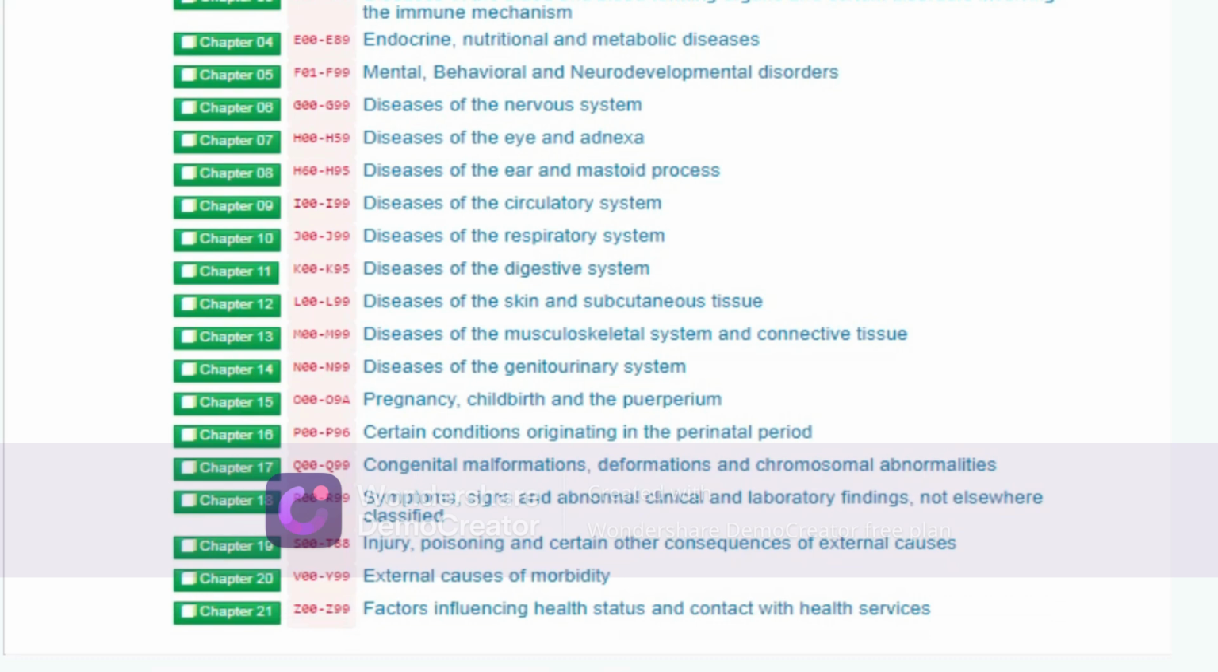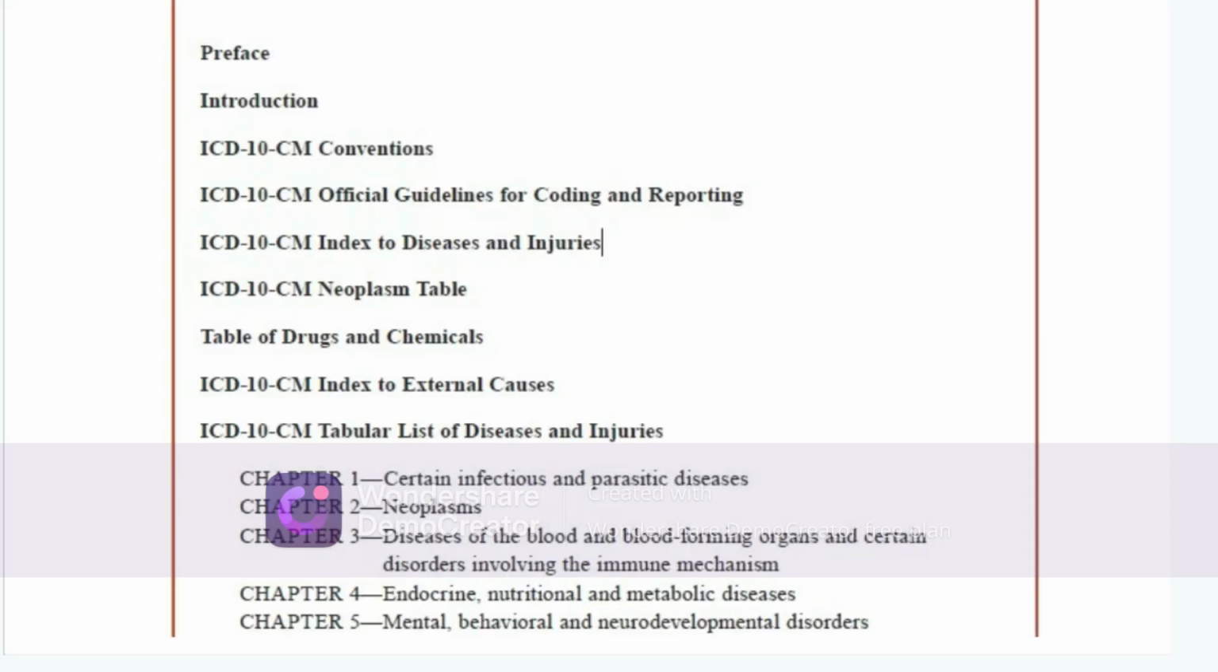Chapter 19 is injury, poisoning and certain other consequences of external causes. Chapter 20 is external causes of morbidity. Chapter 21 is factors influencing health status and contact with health services. Chapter 22 is COVID-related conditions. So these are all the chapters we include in the ICD guidelines, the ICD chapters. So you will understand it like that.